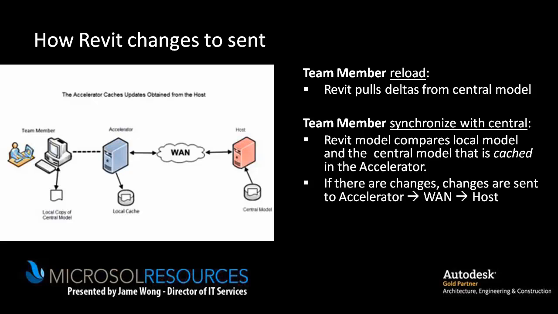So when the user syncs with Central, Revit does a comparison with the accelerator and pushes the changes onto the accelerator. The accelerator then syncs with the host through the WAN, making sure that all hosts in the geographically dispersed environment get the latest updates.